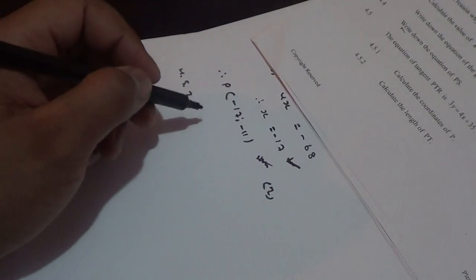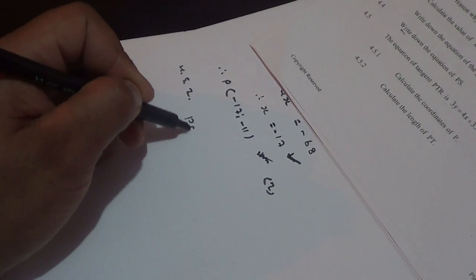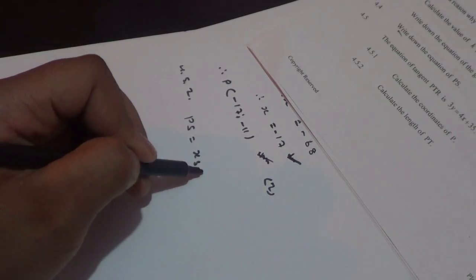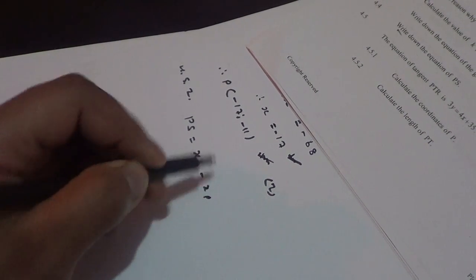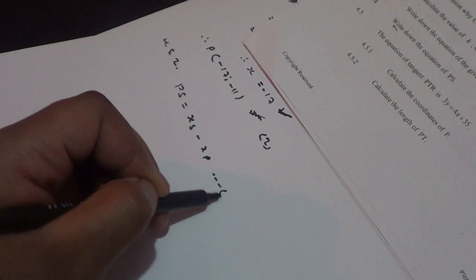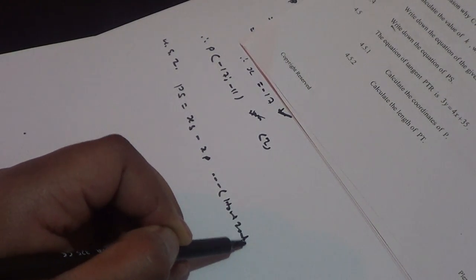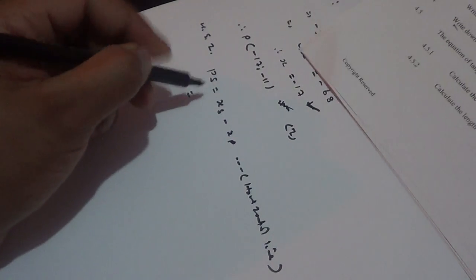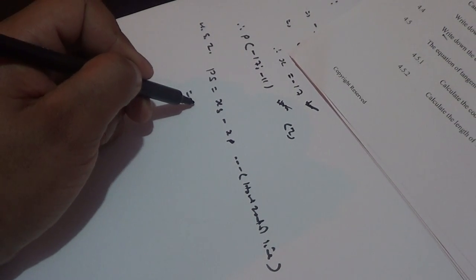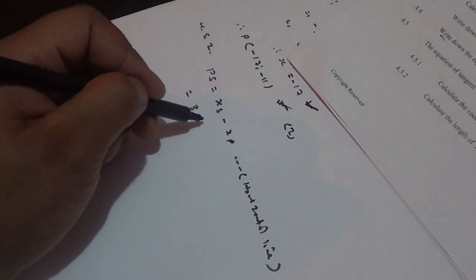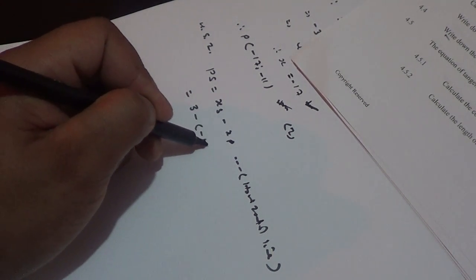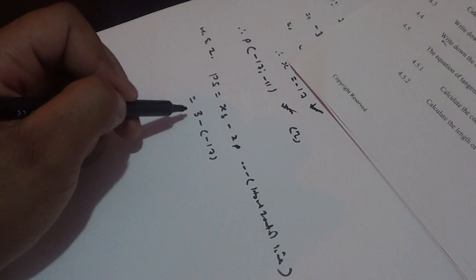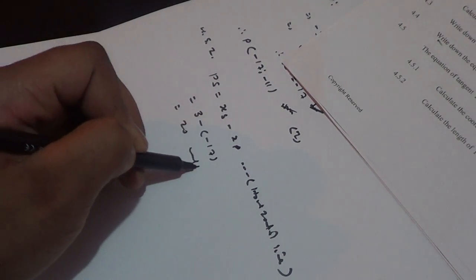So I can simply say PS is equal to x at S minus x at P. This is a horizontal line. All right, not a big deal. Which is going to be 3 minus negative 17. So this is going to be 20 units.